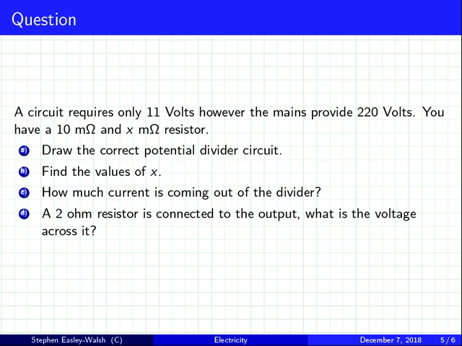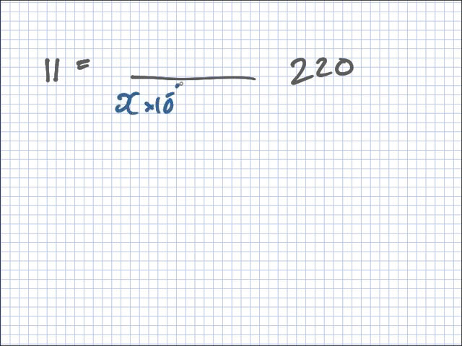No. 20 over 11. What is it? 20 over 11 milliohms. Are you sure? So if we use the formula, what's V out? V out is 11. And then V in is 220. And then this is R1 plus R2, which is x times 10 to the minus 3 plus, what's the other one?